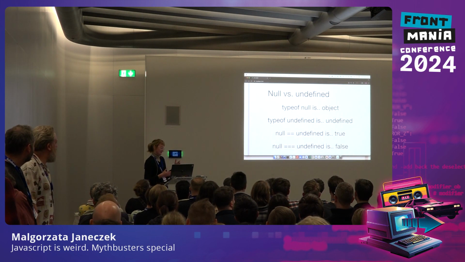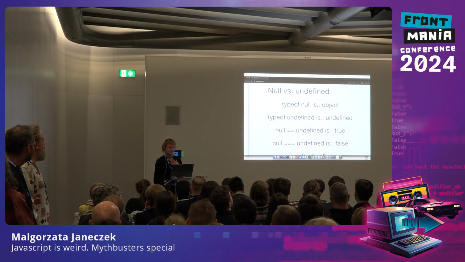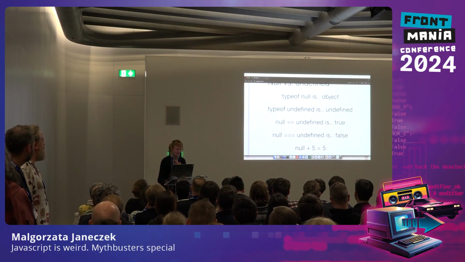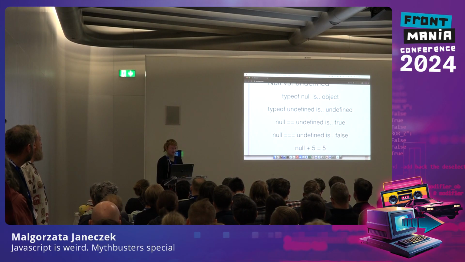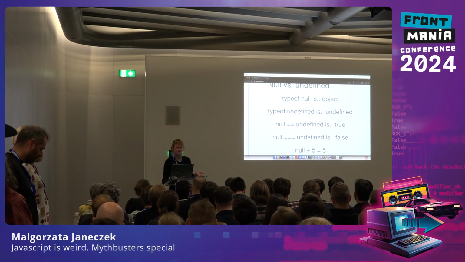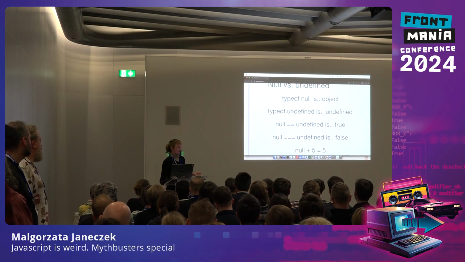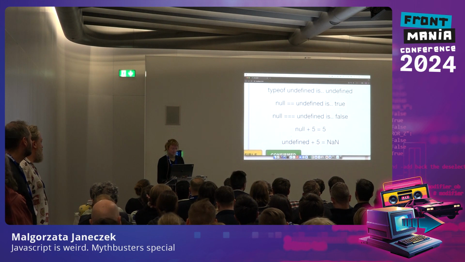Type of undefined is undefined, which makes sense. I think. I shouldn't be sharing my opinions here at this stage. But null is loosely equal to undefined, but not strictly equal to undefined. And this, we kind of explained that before, right? Because they are different types. Well, naturally, they will not be strictly equal because of the differences in the type.